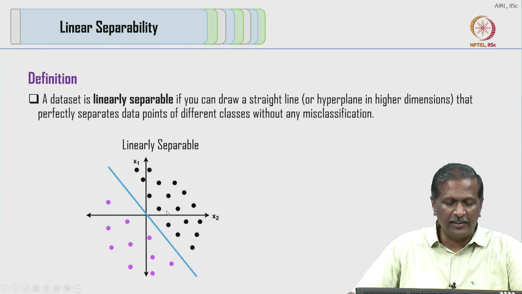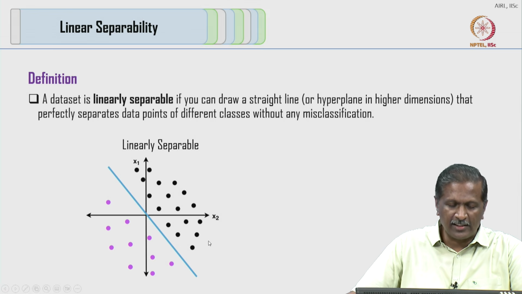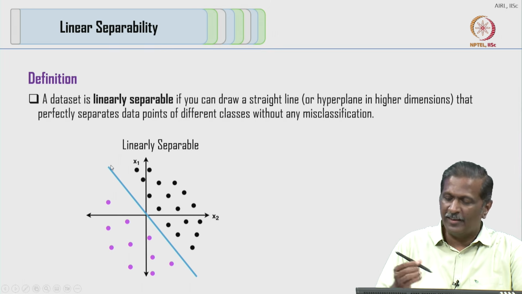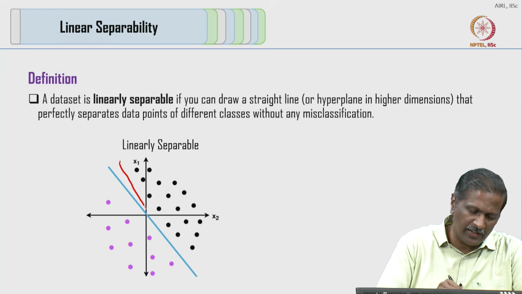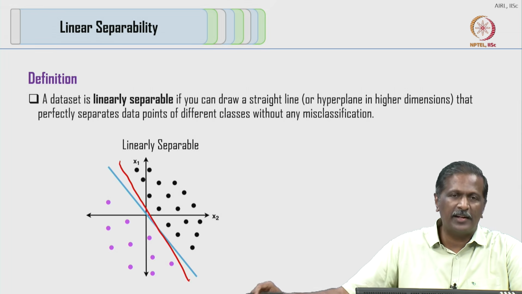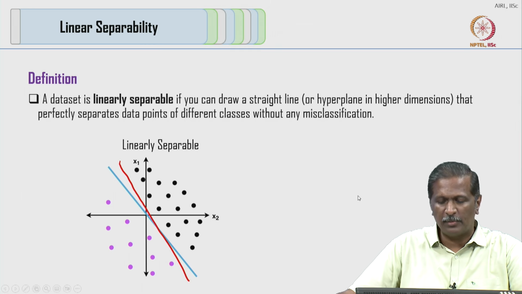So, for example, here is a 2-dimensional plane; for better understanding we are using 2 dimensions. All the dark circles belong to one class, all the purple circles belong to the other class, and I can draw a line which can separate these two classes. Not just one line, there are many lines we can draw which can separate it. Okay. So, this is linearly separable.